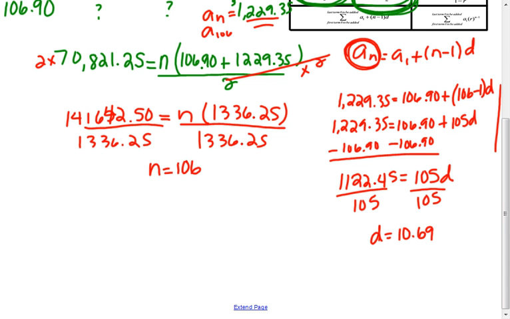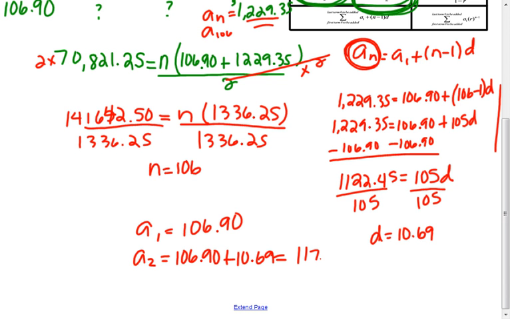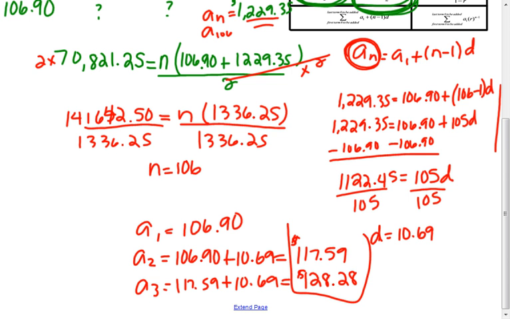So since I know that day 1 is 106.90, to get to day 2, I will take that 106.90 and add 10.69 to it, and I'll get $117.59. And then to get to day 3, I will take that $117.59 and add 10.69 to it, and I'll get $128.28. So that was a lot of work to figure that out.